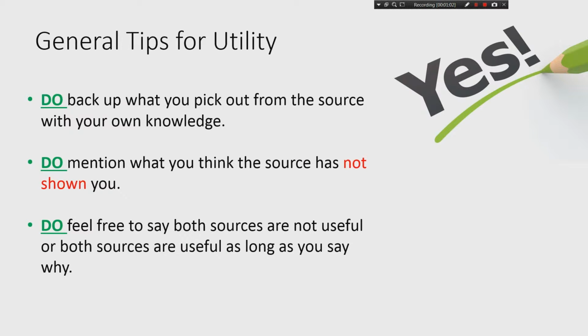Do back up what you pick out from the source with your own knowledge. Do that as much as you can. Do mention what you think the source has not shown you. If you think it's missed out a really big event or a big piece of information, point that out. And do feel free to say both sources are not useful or why they're both useful. Okay, as long as you say why they're useful or not useful, that is fine.